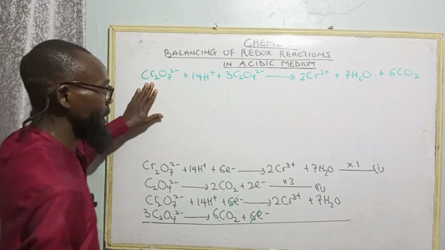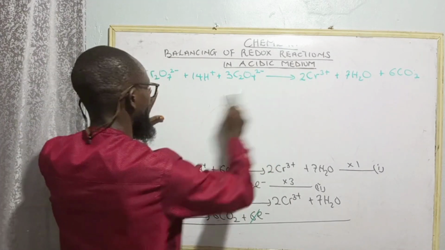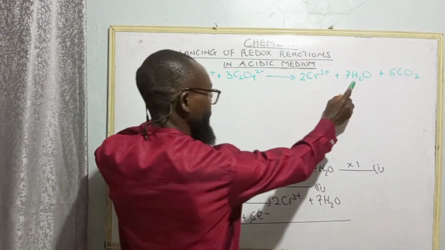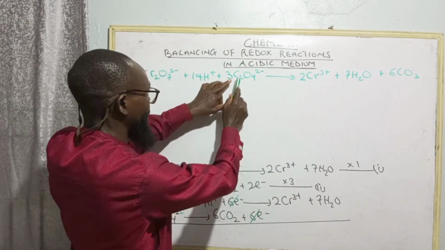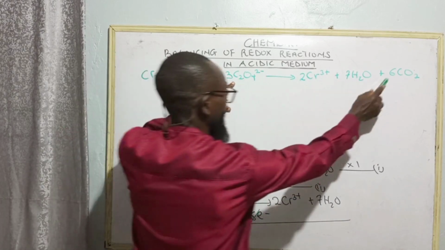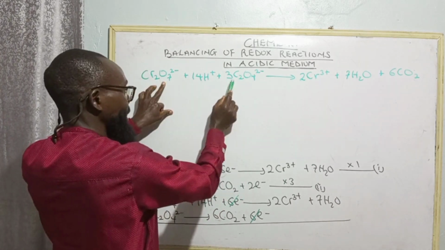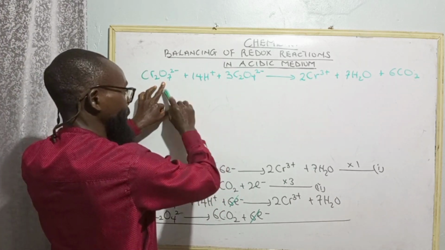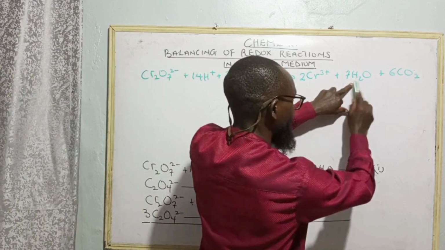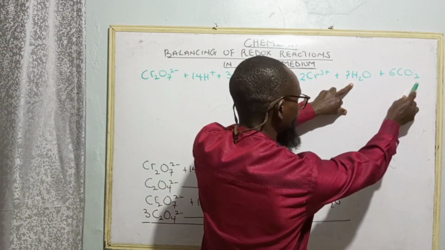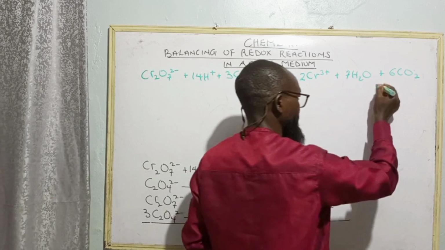We have 2 chromium here, we have 2 chromium. 14 hydrogen, 7 times 2, 14. Carbon, 3 times 2, 6. Carbon, 6. Oxygen here is 7. Oxygen here, 3 times 4, 12. 12 plus 7, we have 19. Oxygen here, we have 7. Here, 6 times 2, we have 12, making 19. So this equation is balanced.